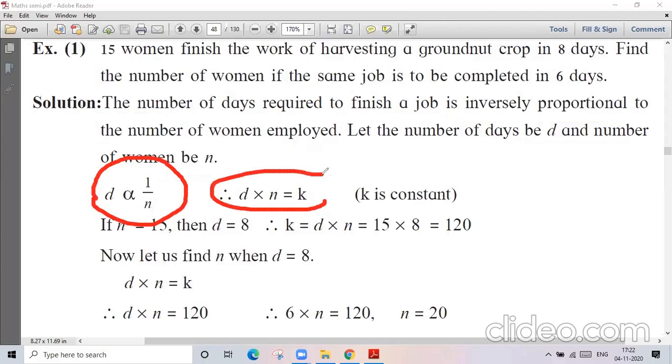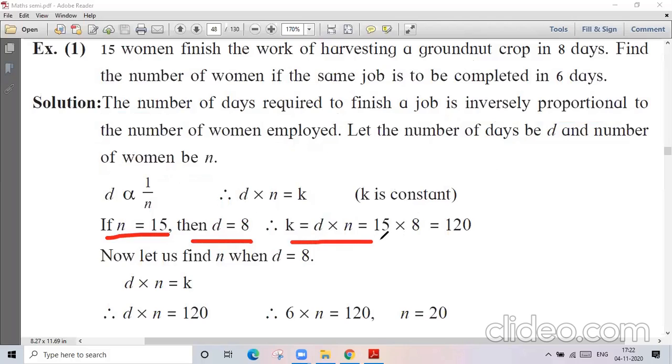That means d into n is equal to k. K is a constant, which was told to you yesterday. K is the constant of variation. n is equal to 15, d is equal to 8, then k is equal to d into n, that is k is equal to 15 into 8, which is 120. We told you this yesterday. So we have calculated the constant. Now let us find n when d is equal to 6.